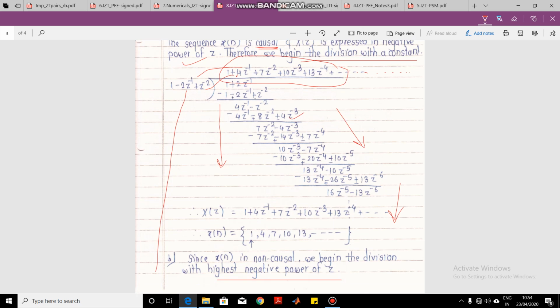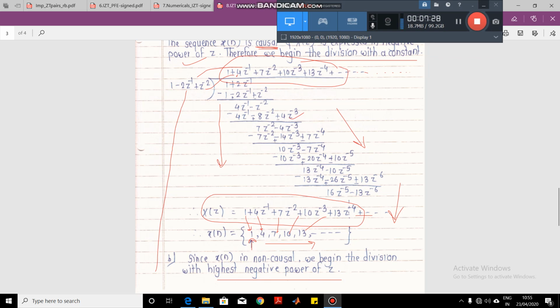From this we have to find out the signal. So we get the z transform like this. Whatever you get in the quotient is our answer. Now you have to extract these constant coefficients. So this is 1, this is 4, this is 7, this is 10, this is 13, and so on. Up to 5 places we have found. So this is our signal 1, 4, 7, 10, 13, and the arrow indicates that this is a right sided sequence, which means it is a causal sequence.